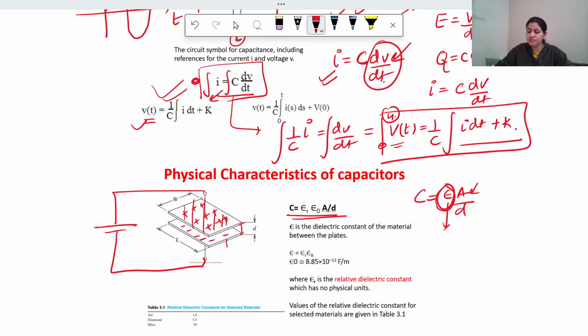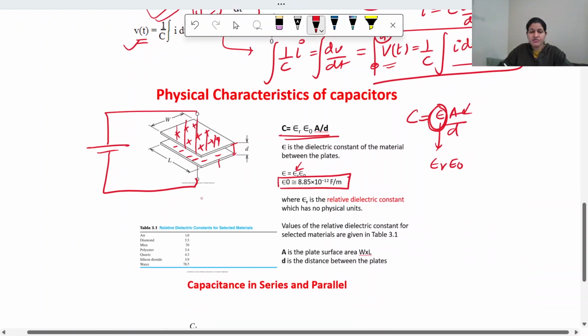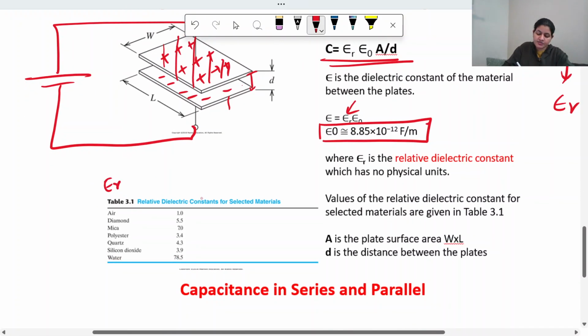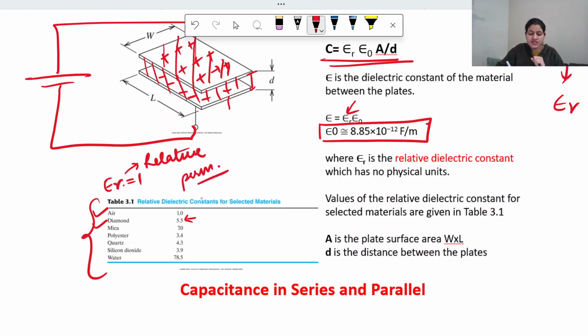Then this epsilon can be broken down into epsilon R multiplied by epsilon naught, where epsilon naught is always constant, and epsilon R varies as per this. So these are the epsilon R values. For air, epsilon R will be 1. For diamond, it will be 5.5. The dielectric between these two plates is an insulator. So these are all insulators. Epsilon R is relative permittivity, right? So these are the constant values for permittivity.